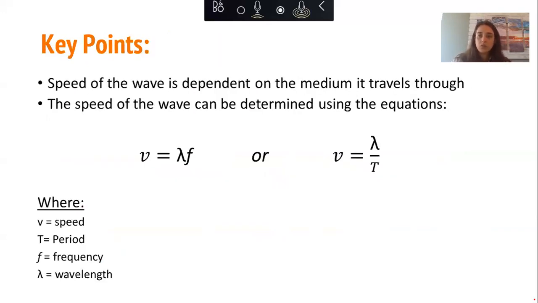In a minute, you're going to start doing your reading. These are the key points that you should arrive at the end of the reading. The speed of the wave is dependent on the medium it travels through. And the speed of the wave can be determined by using these following equations, where the speed is equal to V, my period is equal to T, my frequency is equal to F, and the wavelength is equal to lambda. That's how you pronounce this. It's a Greek letter. Lambda. There's a B in there. Great.